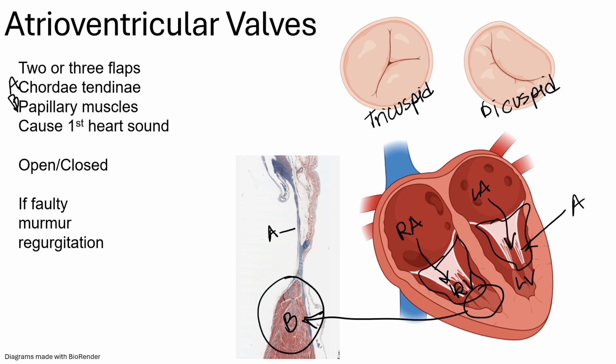Murmurs do not always indicate faulty valves. They can be caused by other abnormalities with blood flow, other heart issues, such as a ventricular septal defect. A VSD is a hole in the interventricular septum, and it causes a murmur between the first and second heart sounds.